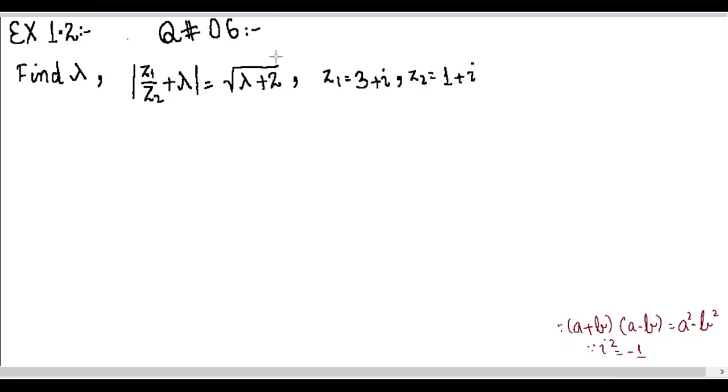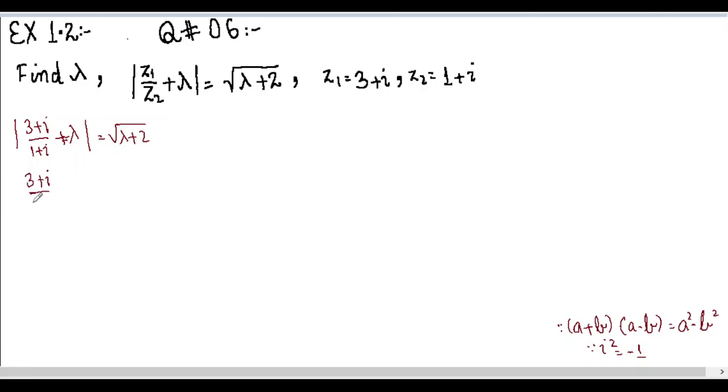So first of all, we are going to put the values of z1 and z2 and then we are going to rationalize it. Putting the values of z1 and z2, we get 3 plus iota whole divided by 1 plus iota plus lambda in the modulus sign equals square root of lambda plus 2. Now the next step would be to rationalize this. Rationalization means to multiply and divide.